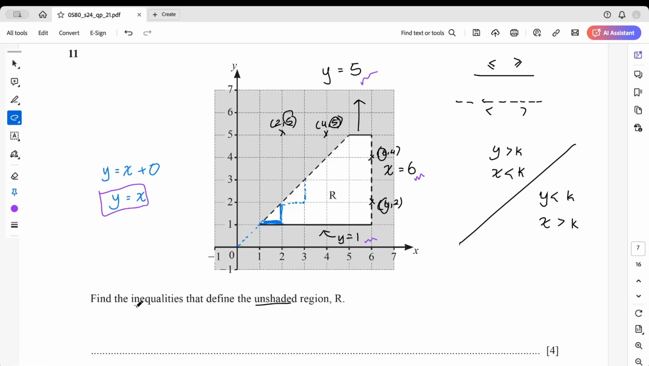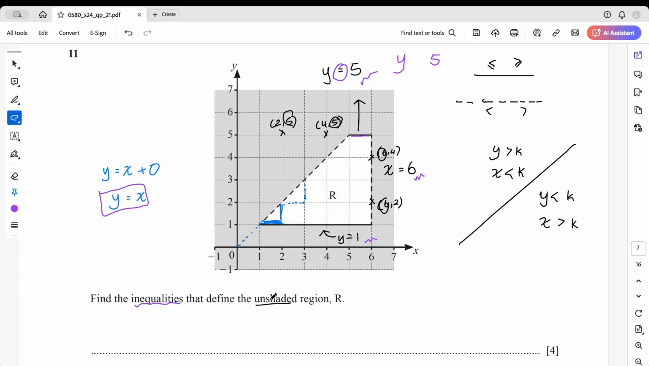However, the question is asking us for inequalities, not equations, so we need to turn all of these equations into inequalities. First step is to identify whether there is an equal sign underneath or not, using the rules here. This is a bolded line, so it would follow this top rule: either less than or equal to, or more than or equal to. Just replace the equal sign with one of these inequalities.